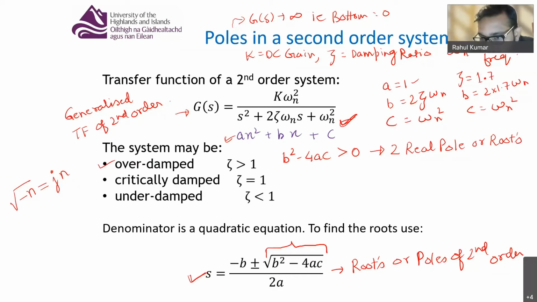Now let's take the second case, the critically damped condition, where zeta is equal to 1. Okay, so coming back to a, b and c. So zeta is equal to 1.